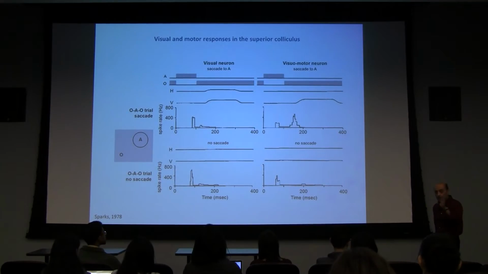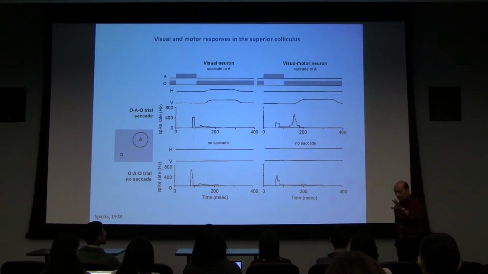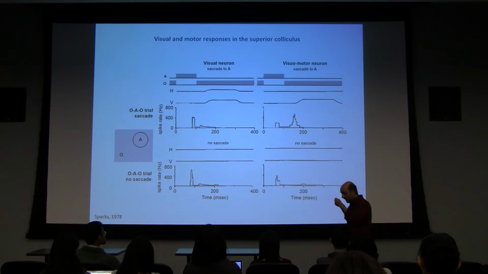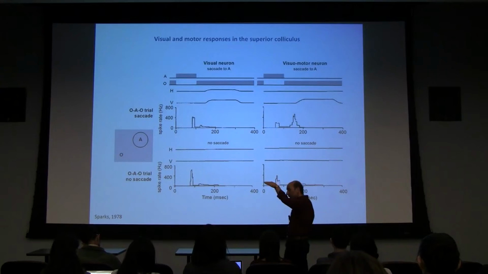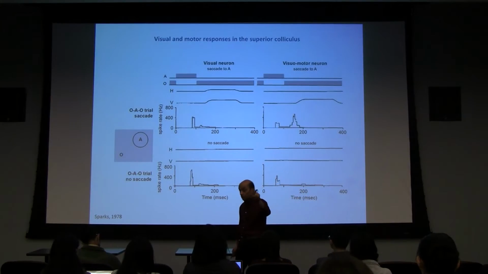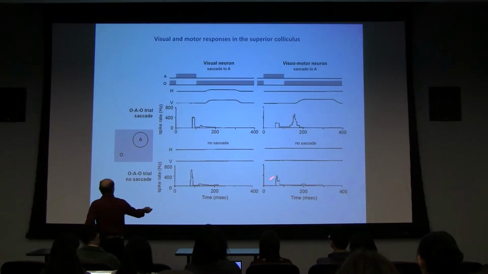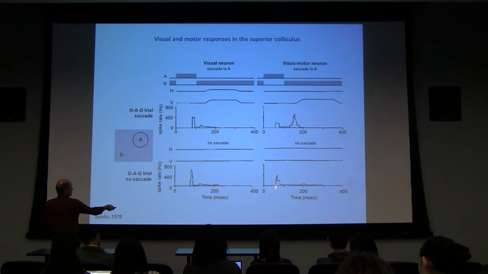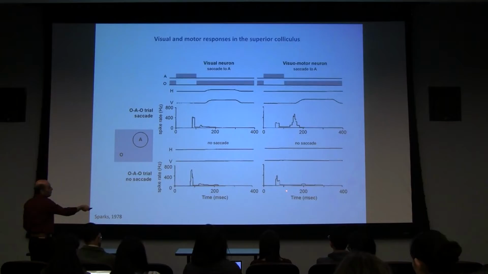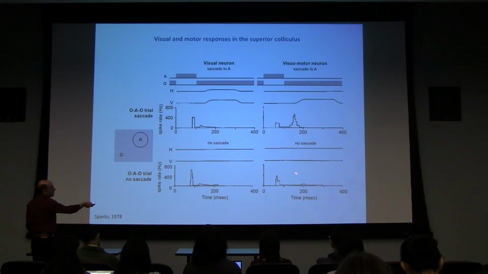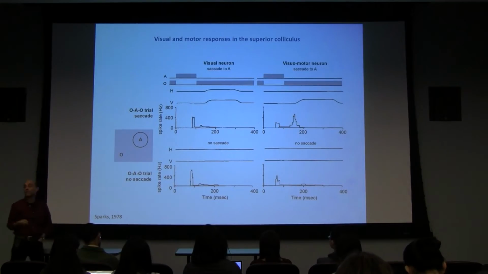So this activity is occurring at a location where, if you had activity there and it reached high enough, you would make a movement to that location. But in this condition, you saw activity there because of the stimulus, but there was no build-up to some level to make a movement. Whereas here, there was activity because there was a stimulus, but then there was build-up, and it reached some threshold and the animal made a movement. That's the idea.